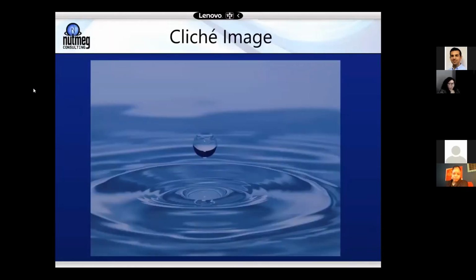Okay, so here's the cliche image, the drop of water creating that ripple effect. If you think of that drop of water there as a data element, and the way it ripples through the system, that'll help with the visualization portion.